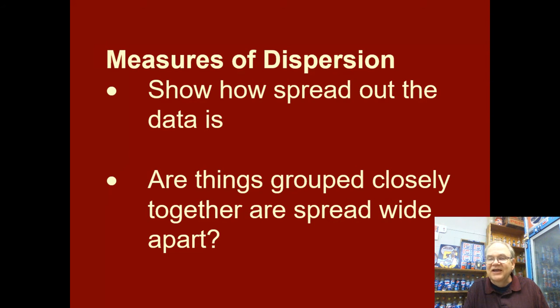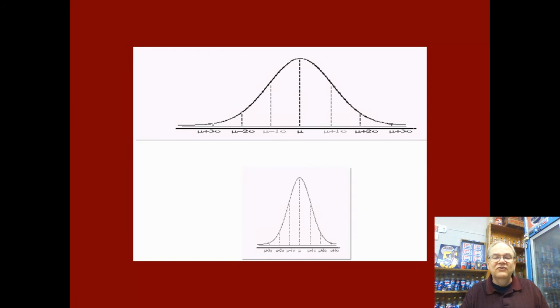A measure of dispersion, the idea is that you're talking about how spread out something is. You want to know whether everything is packed really close together or whether it's spread out over a big, wide area. Because you can have a little bit different kind of distribution depending on which of those happens. Here are two pictures that show you how that works.